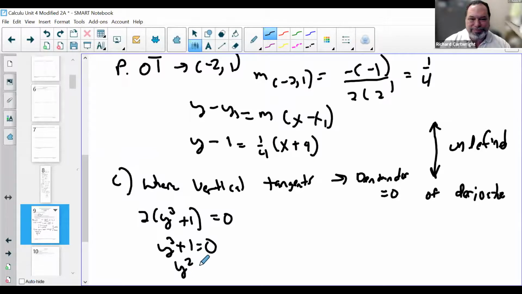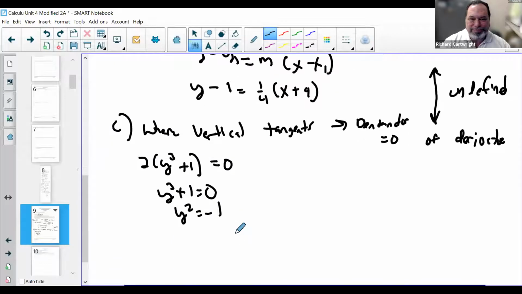Y cubed equals negative 1. Take the cube root of both sides. And when you take the cube root of both sides, unfortunately, you only get one answer. You only get y is negative 1, because negative 1 times negative 1 times negative 1 is still negative 1. So y is negative 1, but what is x?